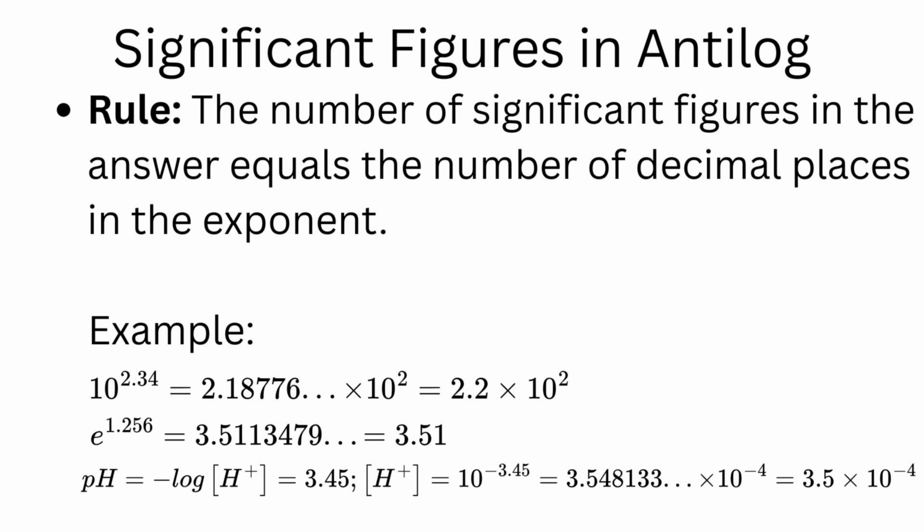So again, plug that into your calculator, 10 to the negative 3.45. It will give you something like 3.548133 times 10 to the negative fourth, something of that sort. But you can only have 2 significant figures, so this should be correctly reported as 3.5 times 10 to the negative fourth.